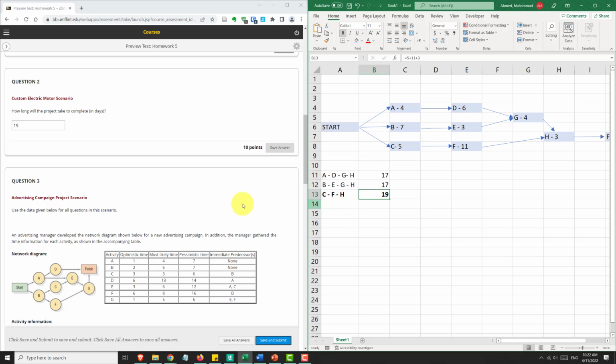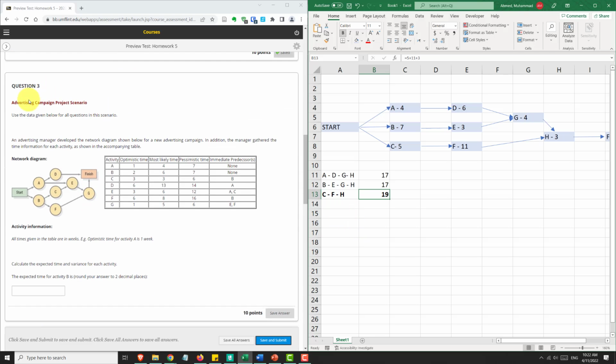Okay, and that's it for the first scenario, and then we get to the second scenario on the advertising campaign project. Okay. So again, we have some project, we have listed the activities here, and this time we don't have just one time for an activity, we have 3 times. 3 times means that we don't know precisely how long an activity will take, but we can give a realistic time, which is a most likely time.